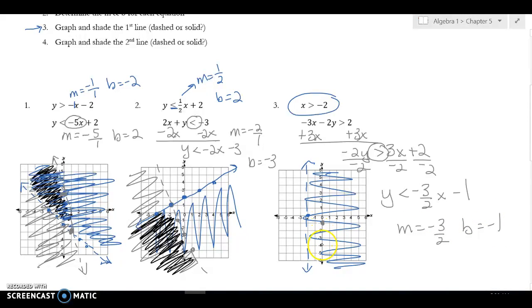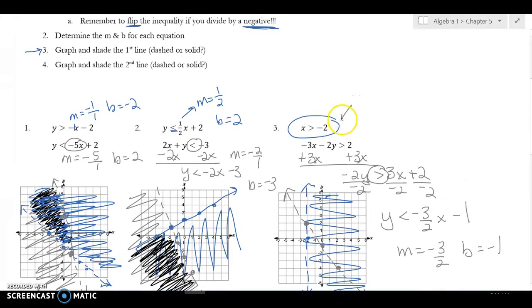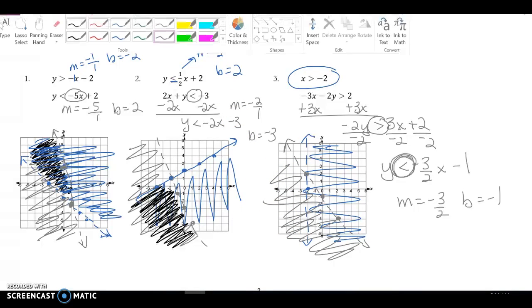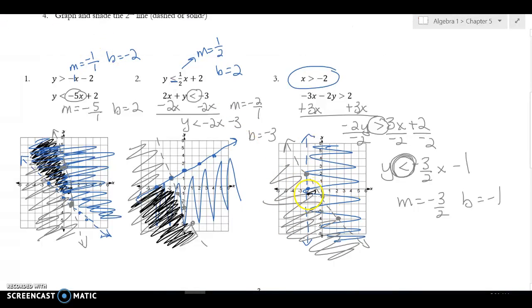So down 1, 2, 3 over 2. Up 1, 2, 3 over 2. And it's a dotted line. And I'm supposed to shade. I don't look here, that's not the right spot. I'm going to look right here. That's what's important right there. That's the one I care about. So I'm going to shade below. And so my double shaded region is in kind of the bottom middle. So there's my solution area.